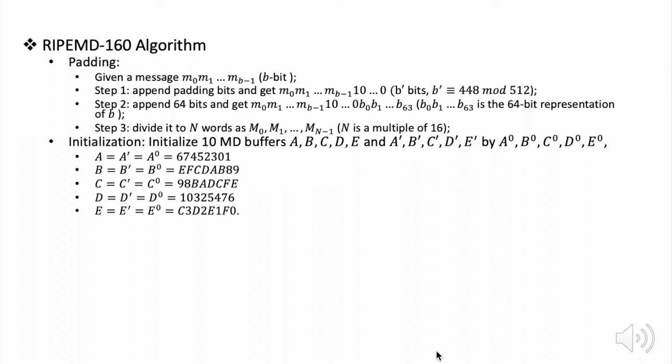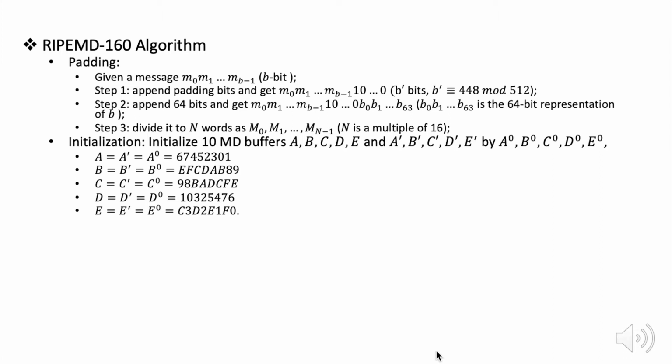Today we're going to talk about the RIPEMD-160 algorithm. This is a hash function that is used in Bitcoin and cryptocurrencies based on Bitcoin. This hash function is actually based on the MD4 algorithm, which we introduced in the previous video. Go check that if you're interested. And let's see how this algorithm works.